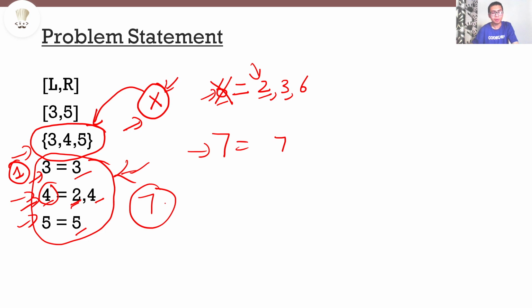Now there are multiple possible answers for a single input, and if there are multiple possible answers, you can print any of the possible outputs.